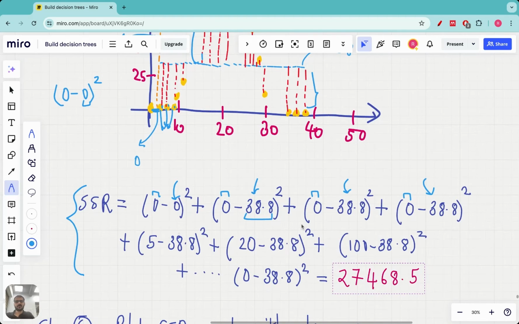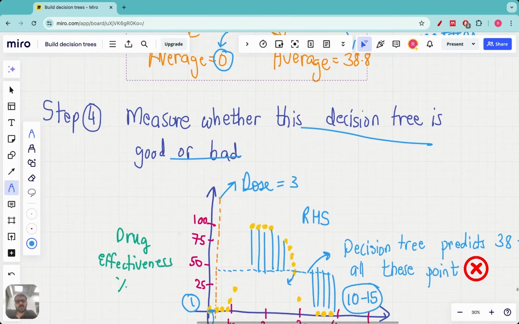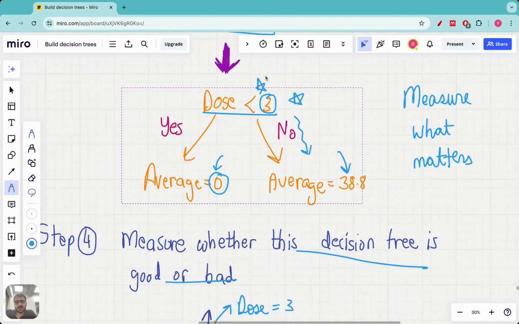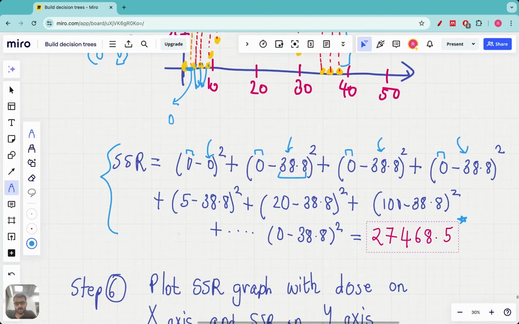Now, when you add all of these different errors together, you will see that the sum of squared residuals is 27,468.5. It looks pretty high, right? But remember, we need to compare it to something. High and low is very comparative. Maybe it is the smallest residual error among all the errors. So that's why we need different points of comparison. But at least we have a mathematical number now, for the threshold of dose less than or equal to 3. Now let's move ahead with comparing how this compares with other thresholds.